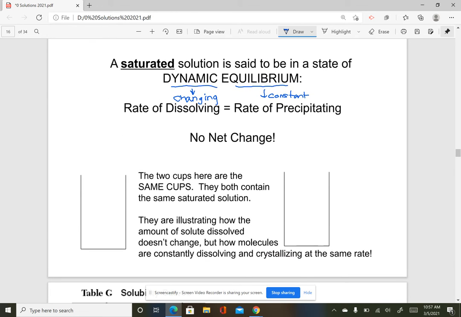So how do we know if a solution is saturated by looking at it? We kind of talked about that already. So I have some dissolved particles. I'm going to draw them here. Here are my dissolved particles.